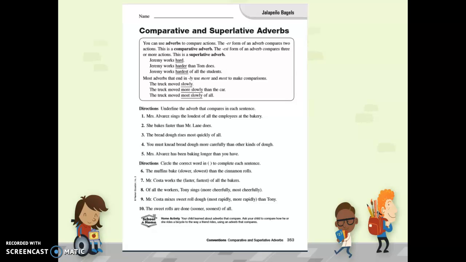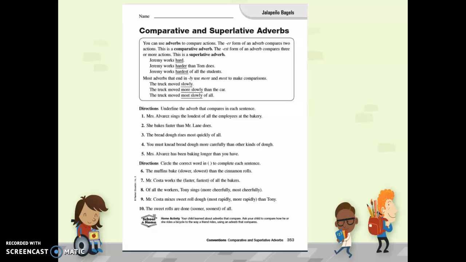You can use adverbs to compare actions. The ER form of an adverb compares two actions. This is a comparative adverb. The EST form of an adverb compares three or more actions. This is a superlative adverb. Jeremy works hard. Jeremy works harder than Tom does. Jeremy works hardest of all the students.